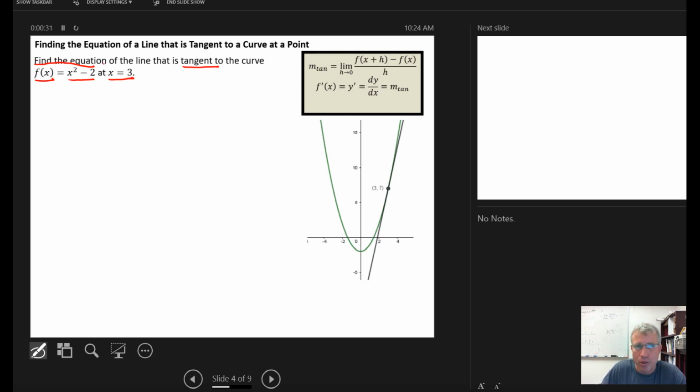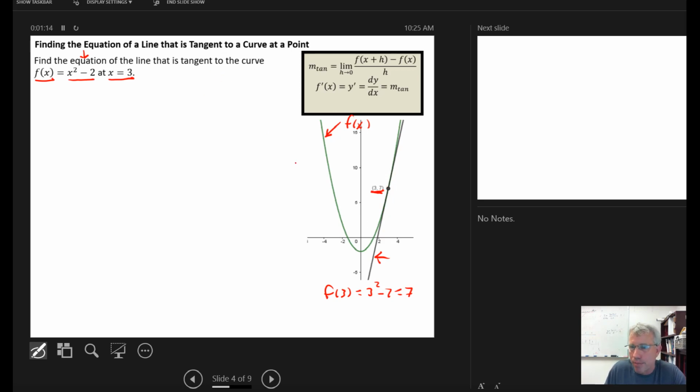So over here I drew a picture of what it is that we're being asked to find. So we have a function f of x, which is this parabola right here. And on that parabola, when x is equal to 3, there's going to be an ordered pair associated with it. So if we calculate f of 3 by plugging 3 into x squared minus 2, we're going to get 3 squared minus 2 equals 7. So we have the ordered pair (3, 7) on the graph of f of x. And we're being asked to find the equation of the tangent line, which is this line right here, the line that just touches the graph when x equals 3. So it just touches the graph at the point (3, 7).